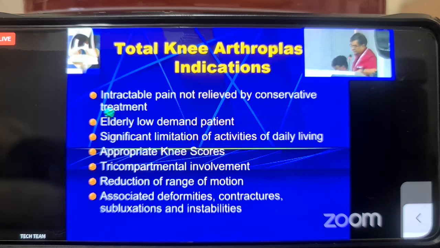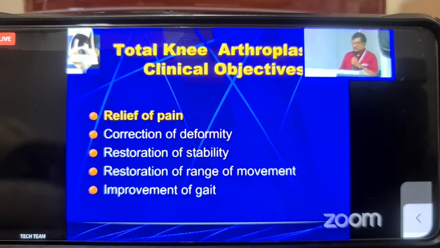So it's more suited for the elderly patient, and it's not perhaps a very good surgery for the very, very active patient. So it is more suited for the relatively sedentary patient. The clinical objectives, really the most important thing is the relief of pain. The rest of it is sort of corollaries and they follow. But if the patient does not have pain, then it's probably not a case for a total knee replacement.